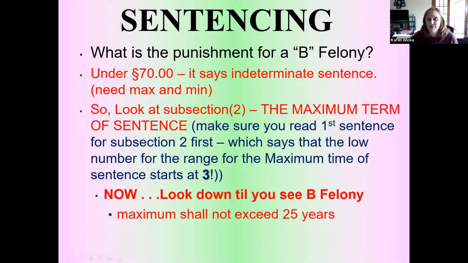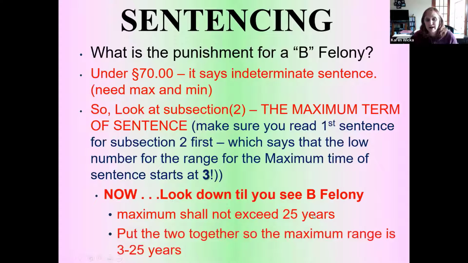When we look at B felony, we go down, we see B felony, and it says 25 years. So now we put the two together just for the maximum range. So our maximum range is 3 to 25, okay? So that's still all just the maximum.